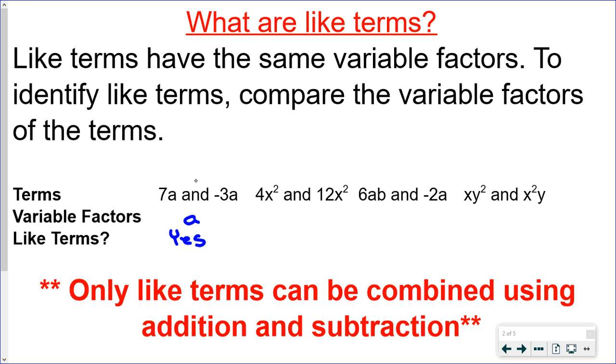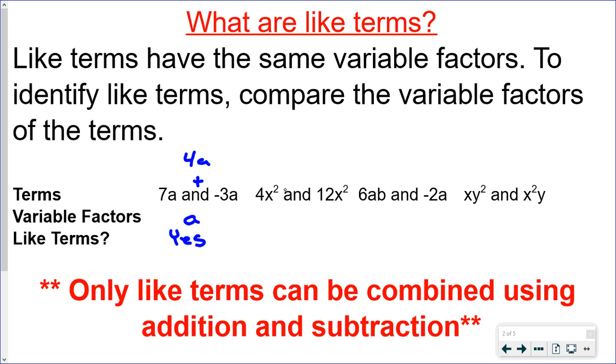So let's see how that would work. Let's say we were going to add these together. So 7a plus negative 3a would be positive 4a. What you see is that I kept the variable factor and all I did was combine the coefficients. The numbers in front of a variable are called coefficients. So 7a plus negative 3a is equivalent to 4a.